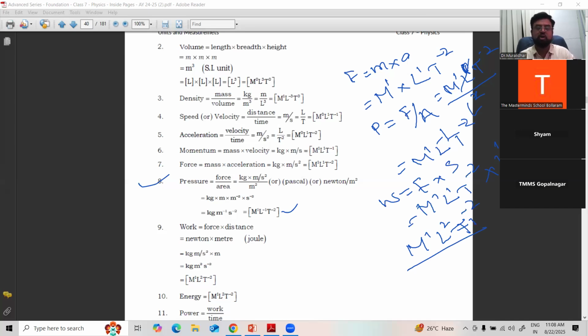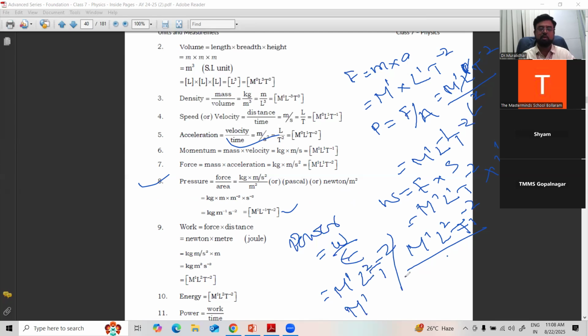Work done is nothing but energy, so energy we also get the same. Suppose you want power, you can see the 11th one. Power is nothing but work by time. Already we know work here: M1 L2 T minus 2. So T is already there, you can get M1 by T. Work by time, T1. When it goes up, it becomes M1 L square T minus 3 for the power.